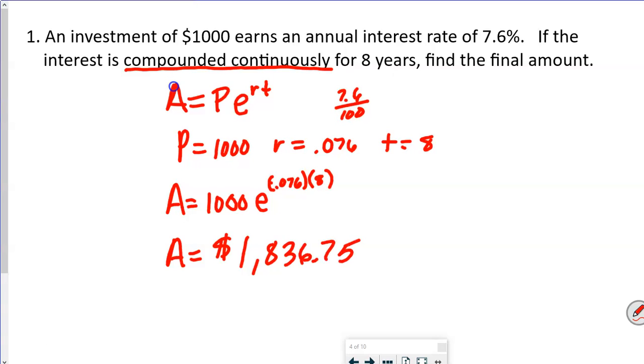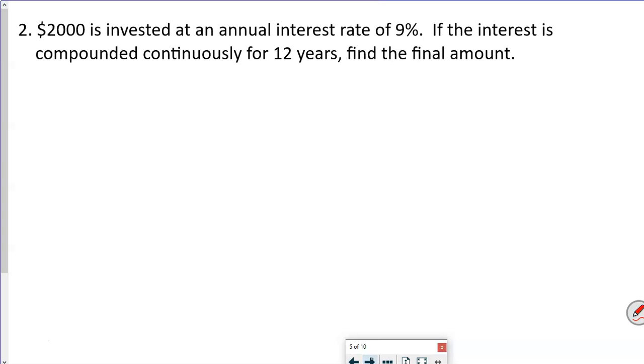$1,836.75. And make sure you round to 2 decimal places, and if the number beyond is 5 or greater, round up. If it's 4 or below, leave it alone. Okay? So go ahead and do this one and come back to me when you're done.